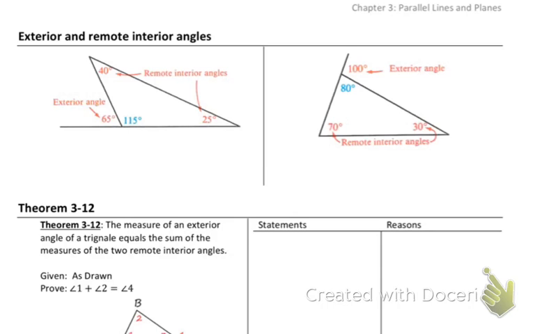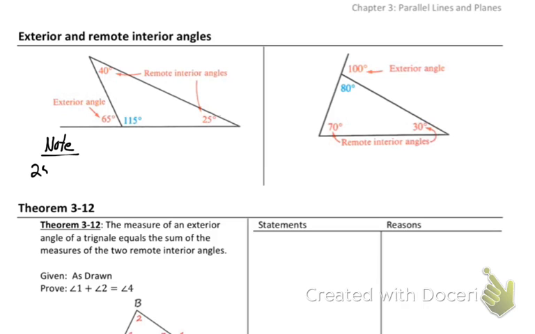So real quick, don't draw it on it, I just want you to see. If I would pick this as my exterior angle, then my remote interiors would be over here. They're on the opposite sides. Now, there's something really important about remote interior angles and exterior angles. I want you to note something, and it's going to lead to our next theorem.